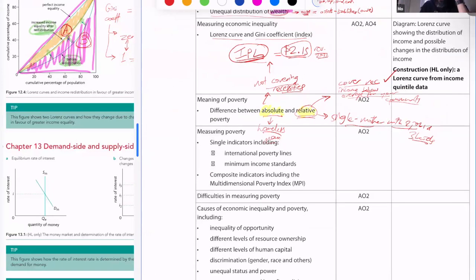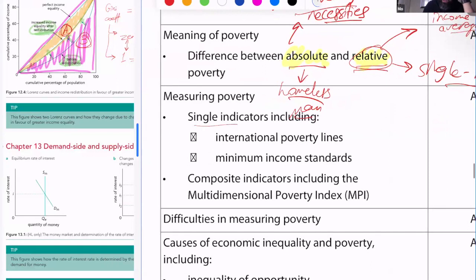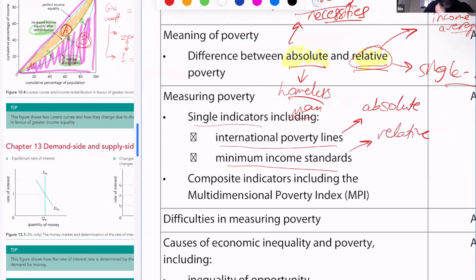All right. So we use single indicators to measure poverty, like international poverty lines and minimum income standards. International poverty lines are used to measure absolute poverty, while minimum income standards are used to estimate relative poverty. And then we use composite indicators like the MPI, the Multi-Dimensional Poverty Index.